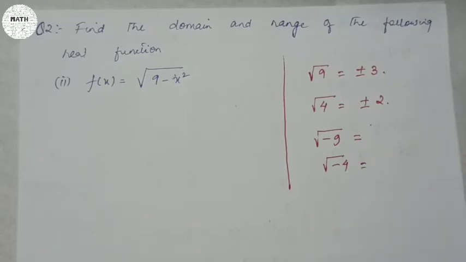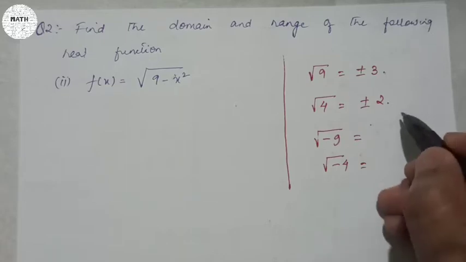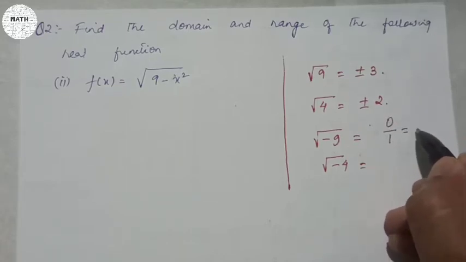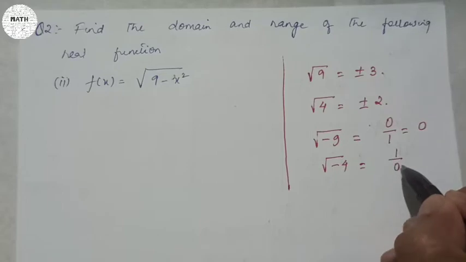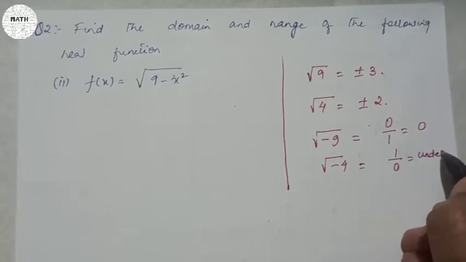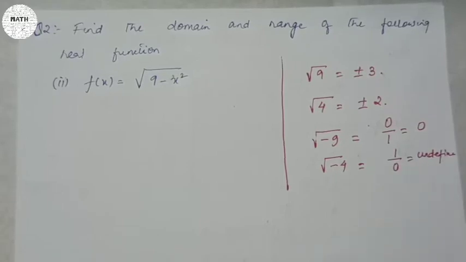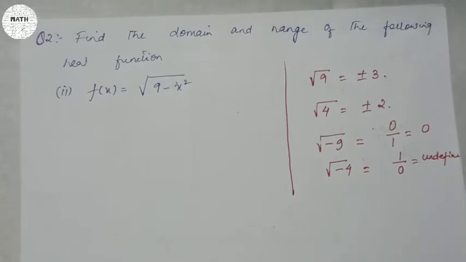No, right? Why? Because the answer doesn't exist, as a root over cannot be negative. Okay, so don't forget that a root over cannot be negative. And similarly, 0 by 1 was the answer, 0, but 1 by 0 is how much? Undefined. So these are some small tips, don't forget it. So let's go with the question.